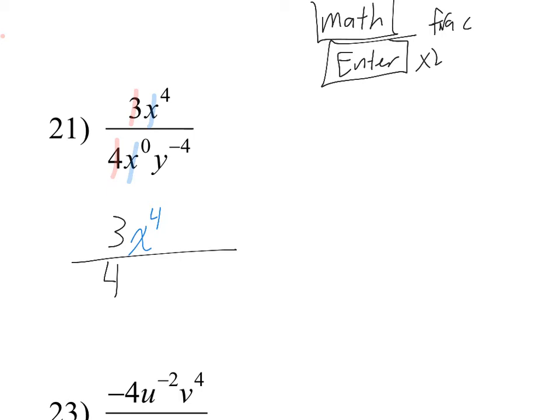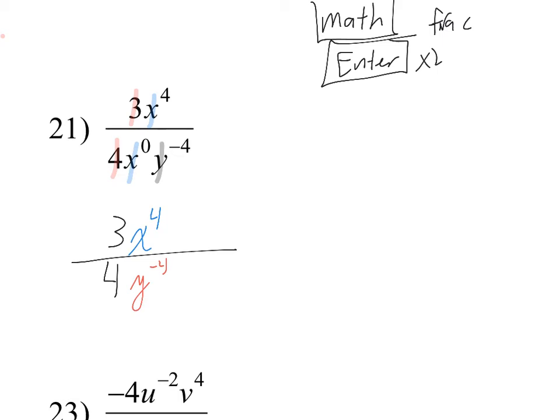Now, I go to my last base, which is my y there. I've got y to the negative 4th, but I have no y on top. So there's nothing to change that y to the negative 4th. So I'm going to bring it down just like it is. Let's change color on that so we can see what's going on. Y to the negative 4th.